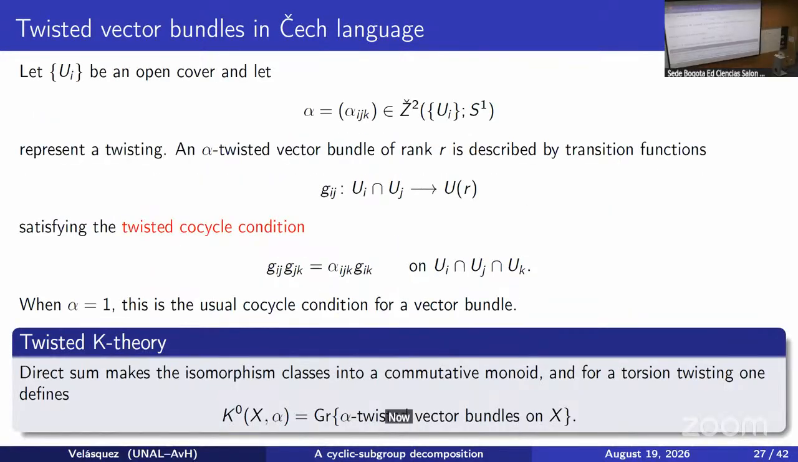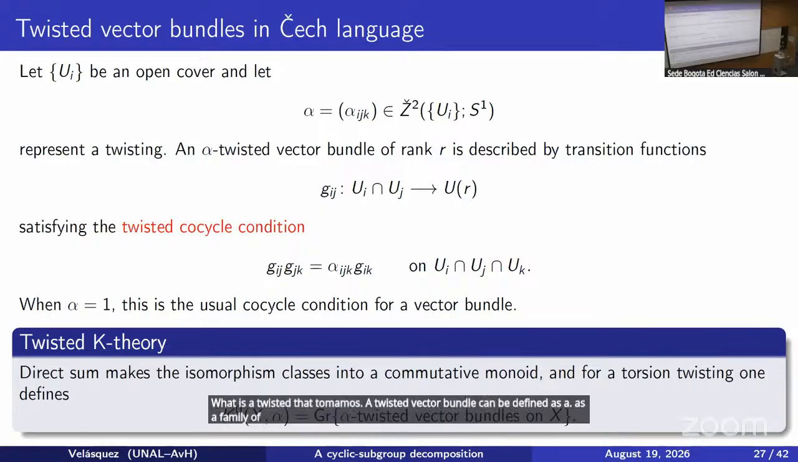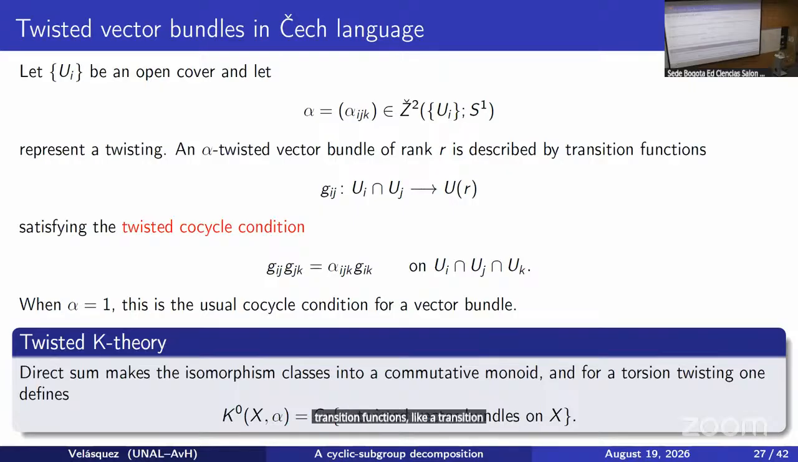Now, we can also consider a more general version of equivariant K-theory: twisted K-theory. Let us start with twisted vector bundles. What is a twisted vector bundle? Remember that when we have a line bundle, there is a set of transition maps that satisfy the cocycle condition. A twisted vector bundle can be defined as a family of transition functions, like a transition function, but not satisfying the cocycle condition. Instead of that, the twisted cocycle condition.